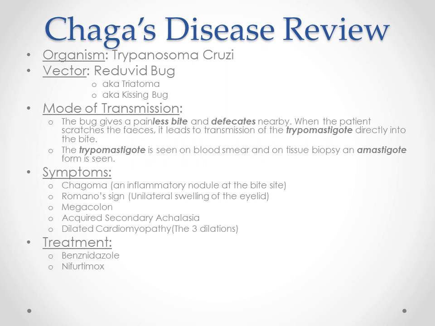Simple to remember. All right, and the treatment is extremely high yield, because neither the mechanism of action of the treatment is asked, nor the adverse effect, but what is asked is the name of the drugs. And these two drugs, benznidazole and nifurtimox, are used only for Chagas disease. They are not used at any other place. They are used only and only for Chagas disease. So remember those two names.